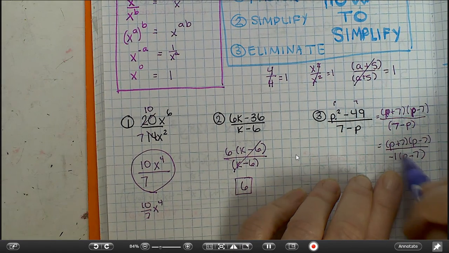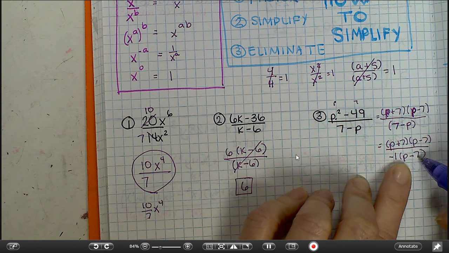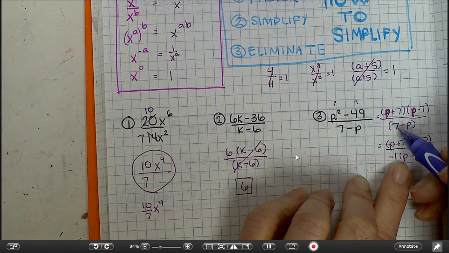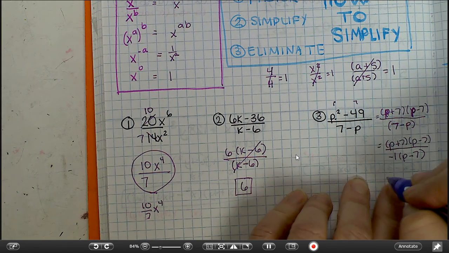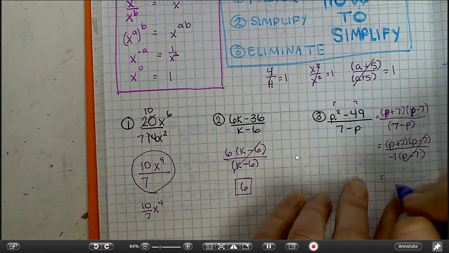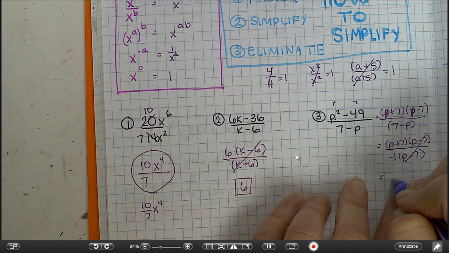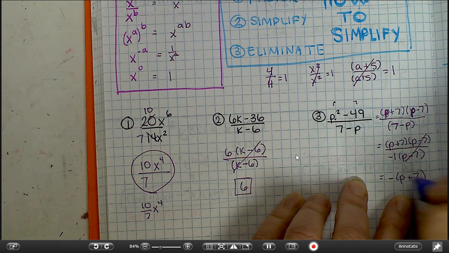Because negative 1 times p is still negative p. And negative 1 times negative 7 is still positive 7. In which case these expressions are equivalent and we can do that. We have a match, so we can eliminate it. So the answer is negative p plus 7.